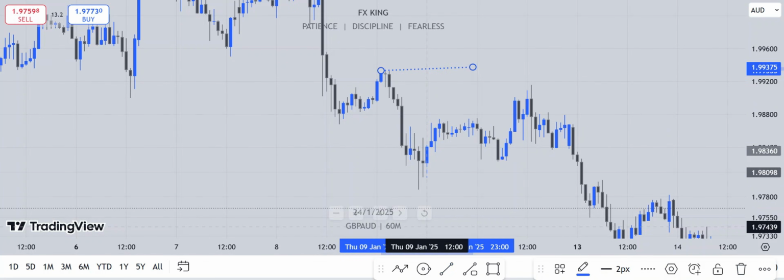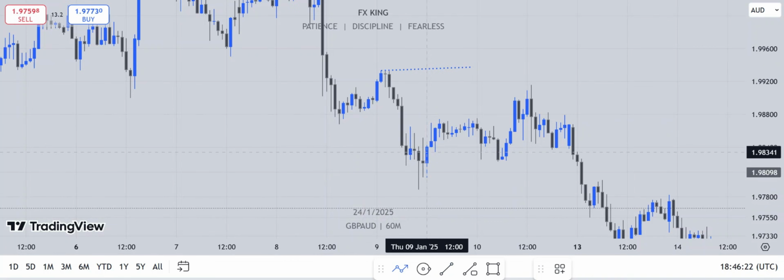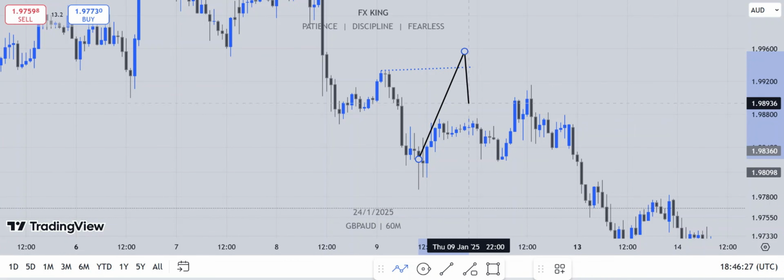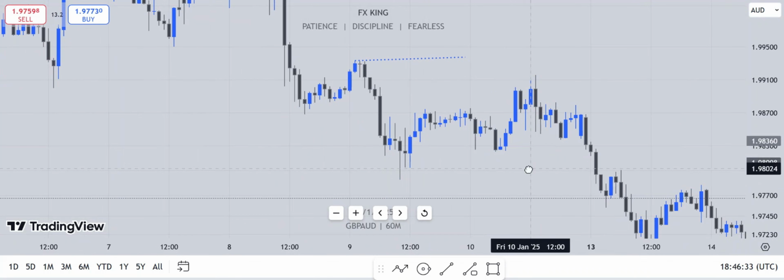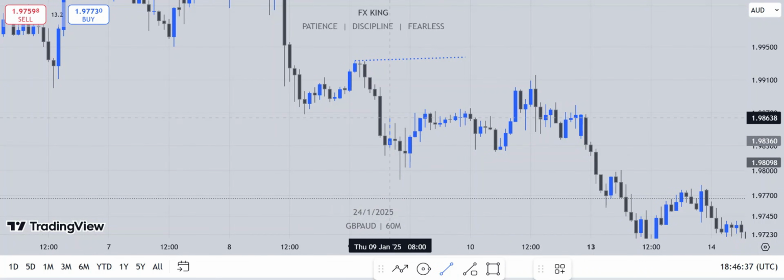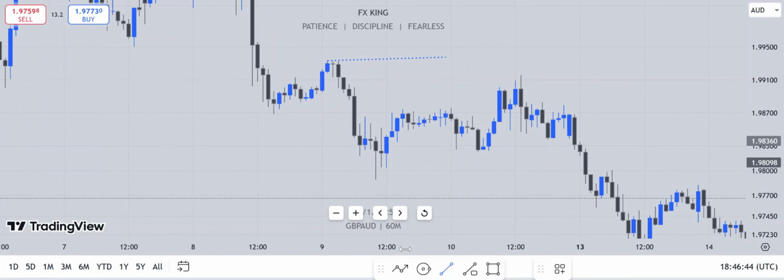So the first thing we should have waited for to get a sell is for the market to take out this inducement, but the market did not, right? So what did the market do in this instance? The market went ahead to create another inducement here. So we have this pullback here. I hope you can see the pullback clearly.